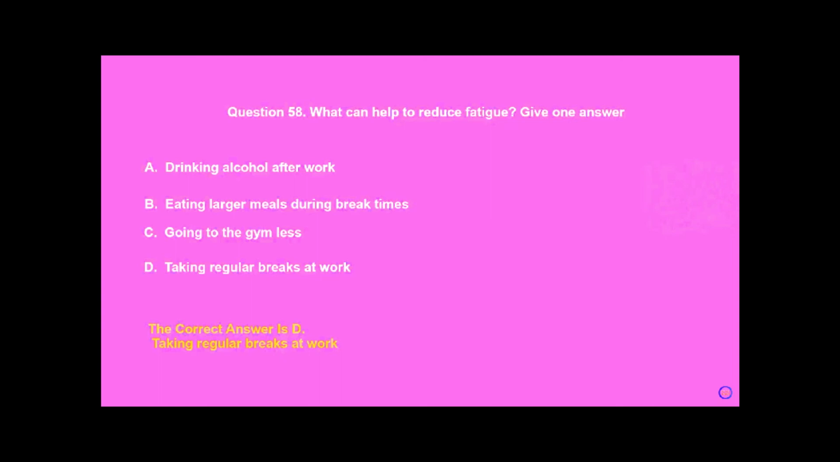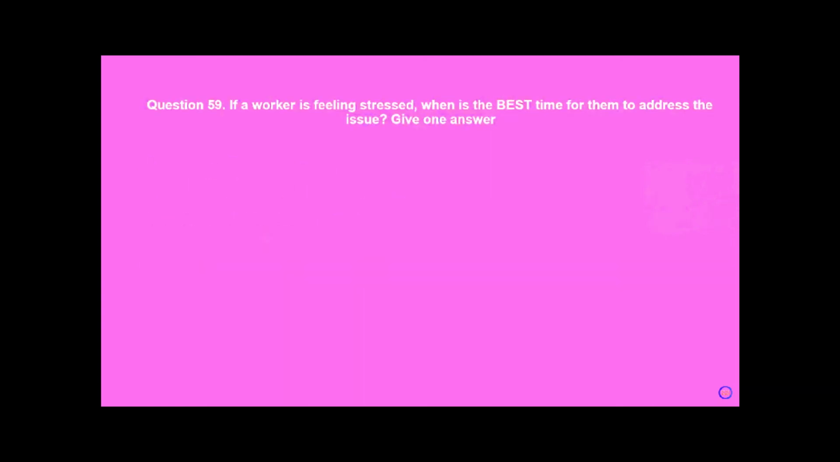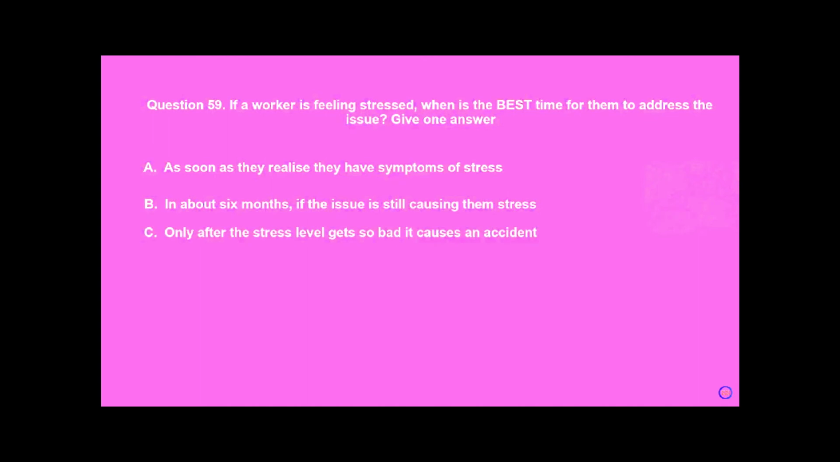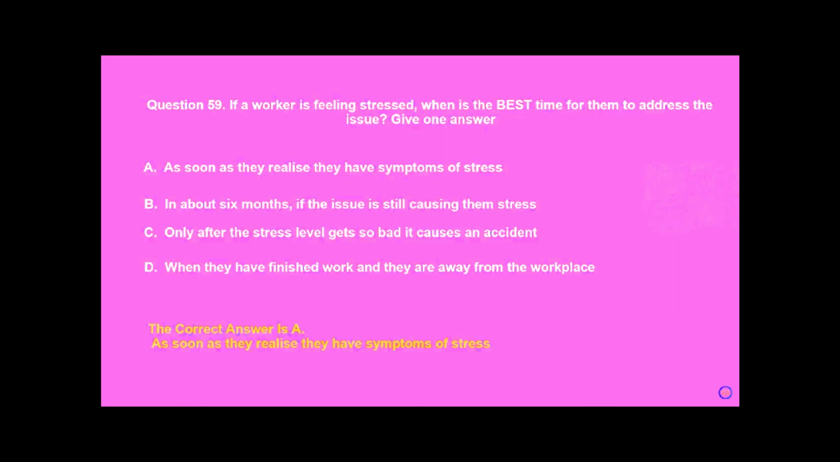Question 59. If a worker is feeling stressed, when is the best time for them to address the issue? Give one answer. A. As soon as they realize they have symptoms of stress. B. In about 6 months, if the issue is still causing them stress. C. Only after the stress level gets so bad it causes an accident. D. When they have finished work and they are away from the workplace. The correct answer is A. As soon as they realize they have symptoms of stress.